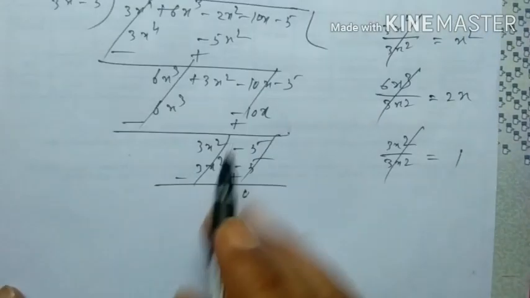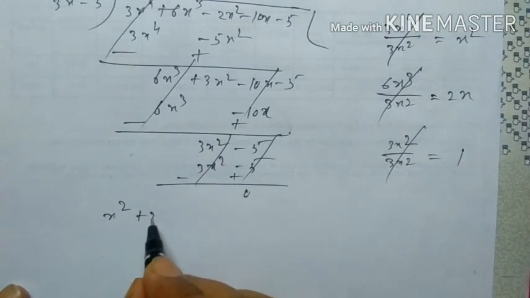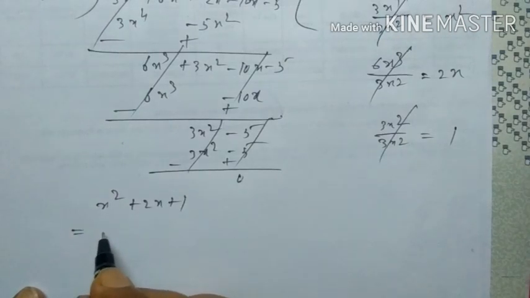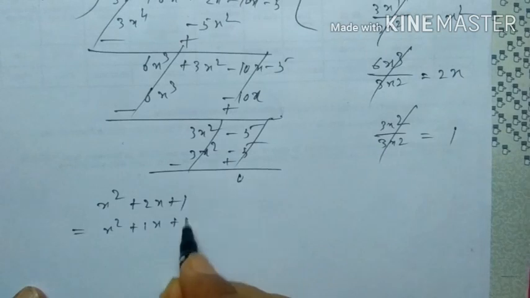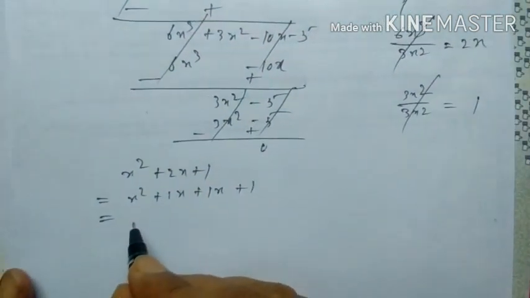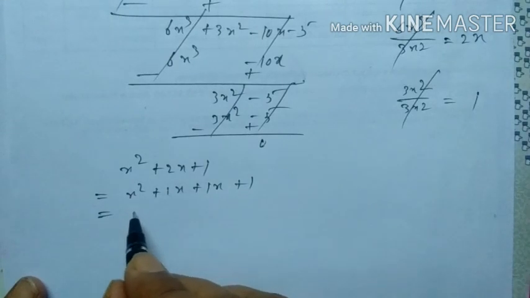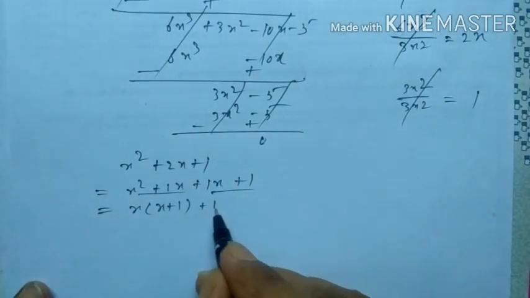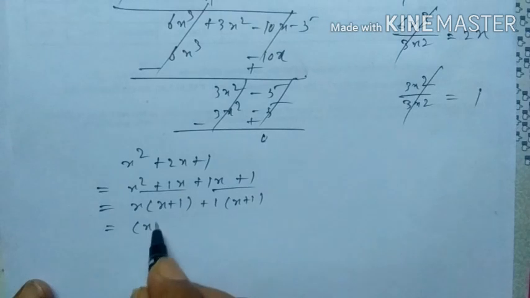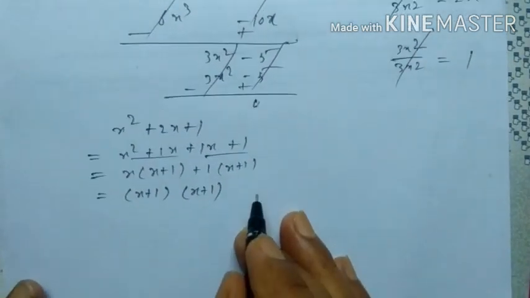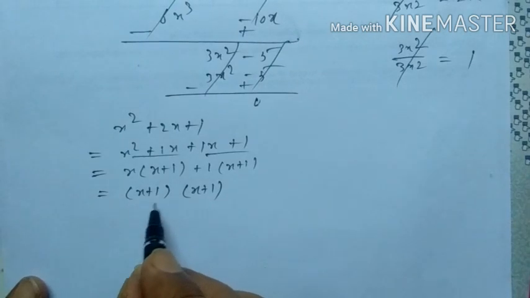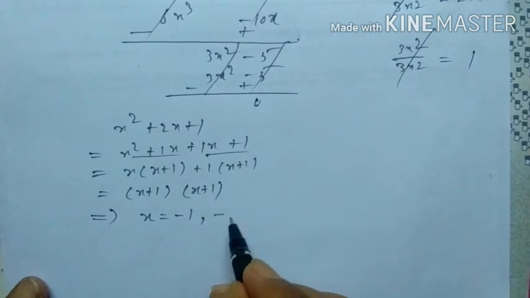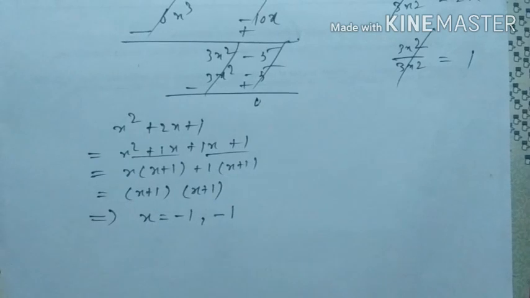Now factorize this. This is x square plus 2x plus 1 equal to x square plus 1x plus 1x plus 1. This becomes x plus 1, these two terms plus 1, x plus 1. This is x plus 1 and x plus 1. If x plus 1 equal to 0, then x equal to minus 1 here. This implies that x equal to minus 1 and minus 1. These are the two zeros.